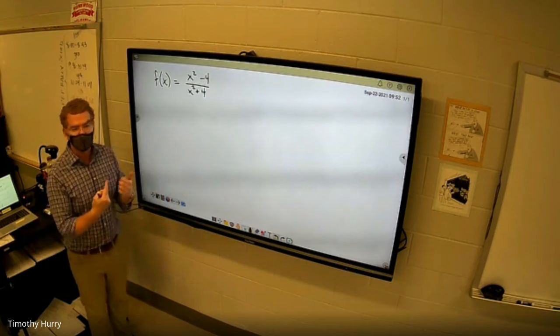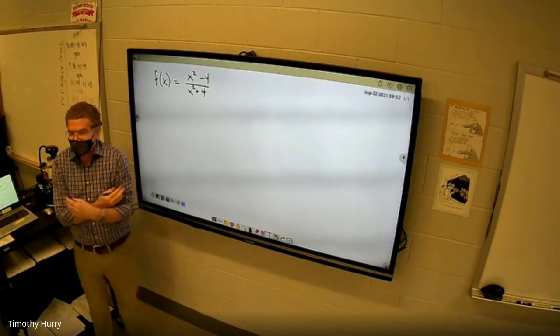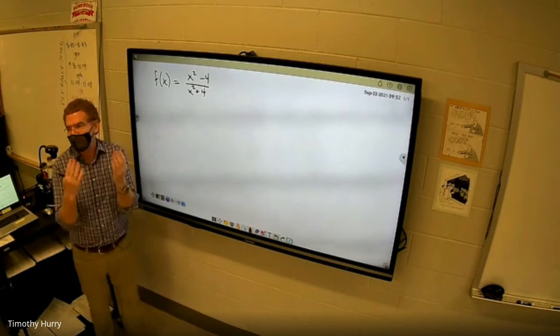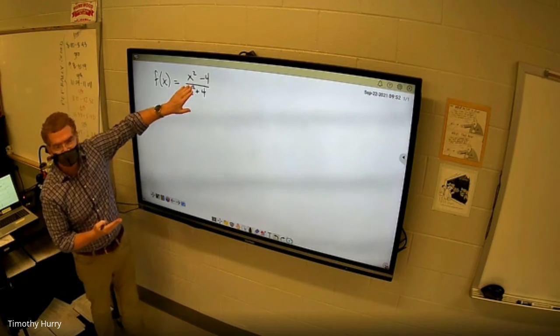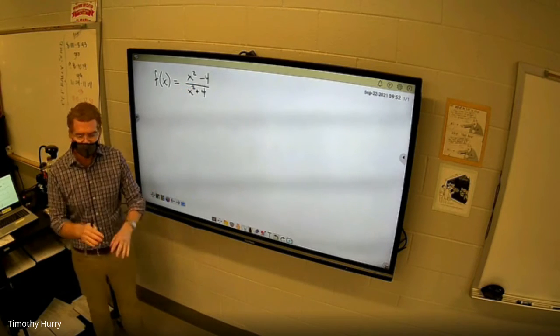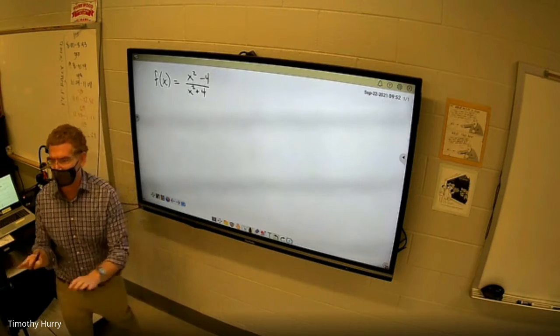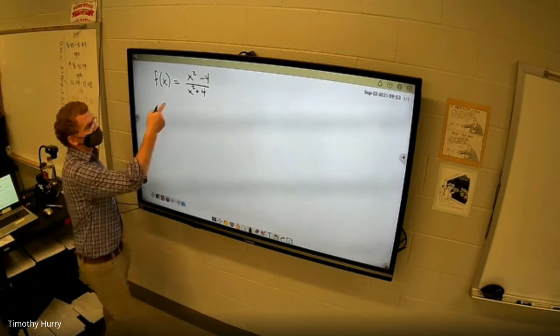Also, is there any possible way to make that denominator 0? Just looking at it, I can't, because I'm squaring something. The closest to a negative I'd get out of that is maybe a 0, and then I add 4 to it, it's positive. So if I can't make the bottom equal to 0, you're not going to have holes or vertical asymptotes. So there's no VA, but there is a horizontal asymptote.